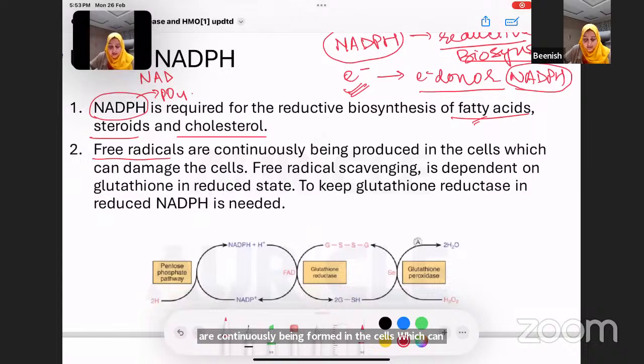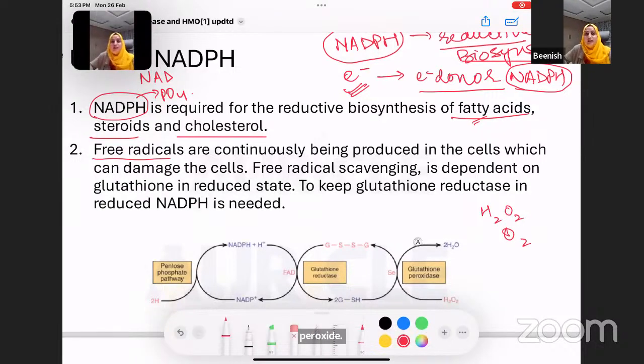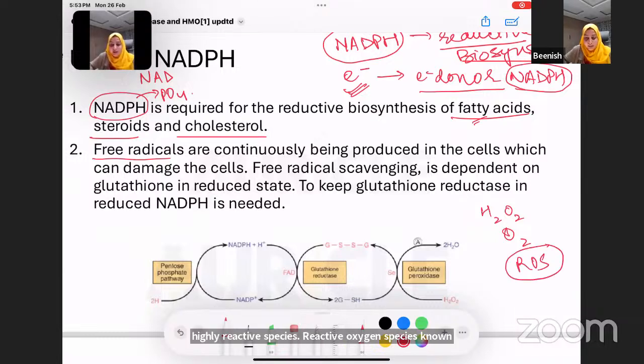Free radicals are highly reactive and can damage the cells. The partial reduction of molecular oxygen leads to the formation of hydrogen peroxide. It also leads to the formation of superoxide. All these are highly reactive species, reactive oxygen species known as ROS, and they can be really damaging for the cell. So it is very important for the body to get rid of these ROS or free radicals. So they scavenge them. The body has this protective mechanism, which is known as free radical scavenging.